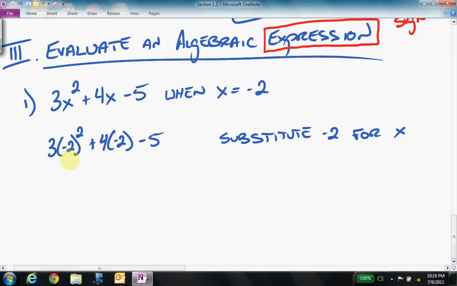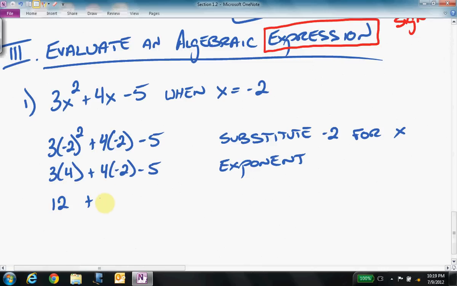Next, all you have to do is evaluate, and this is where your order of operations comes in. Parentheses, is there anything to evaluate in your parentheses? There is not. Going down to exponents, we see there's an exponent. And notice the negative is inside the parentheses, so -2 squared is 4. Plus 4 times -2 minus 5. So all we did here was evaluate our exponent. Then we look and say, do we have multiplication or division? I see multiplication here and here, so we need to work on multiplication. So we see 12 plus -8 minus 5.